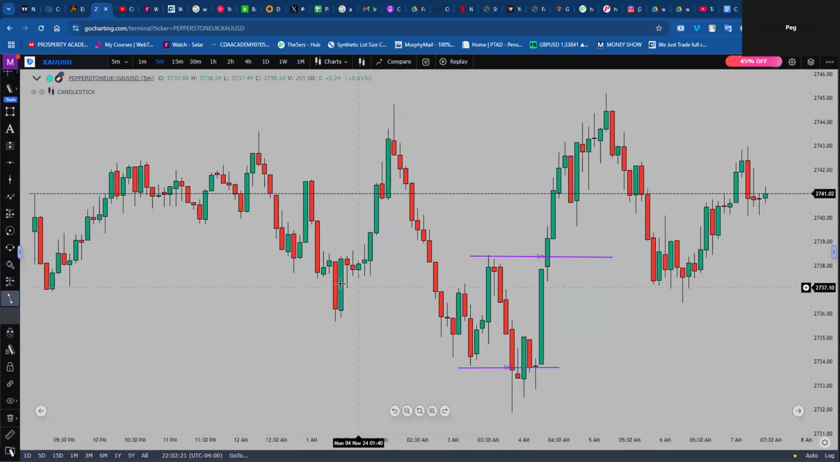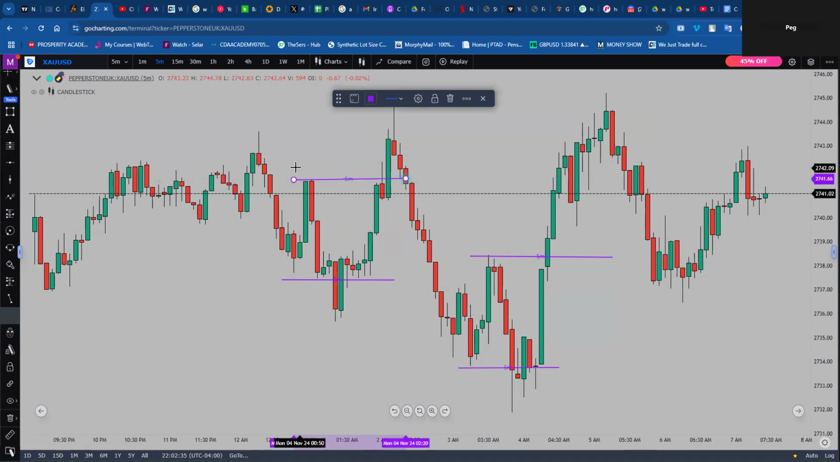There has been a sweep here. There was a sweep of this low. Yes or no? Can you see it? Yes. Then price broke structure to the upside. This is the high that sponsored the sweep. Price broke it to the upside. You can see that it left some fair value gaps there, which is very important, telling you that yes, this is a good sweep. This is a valid sweep.